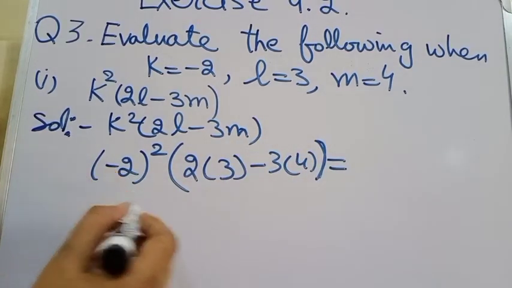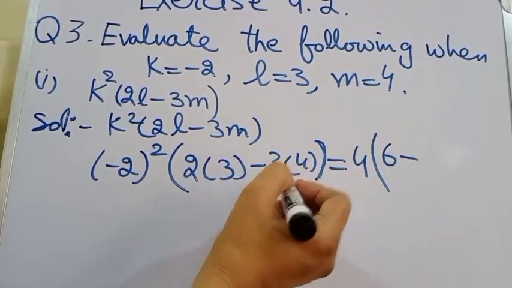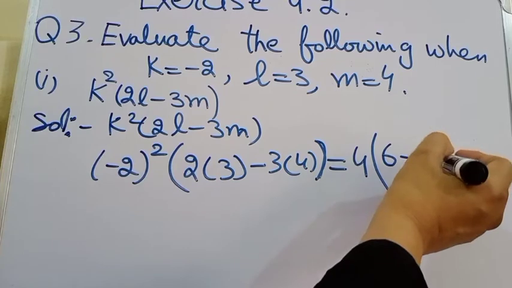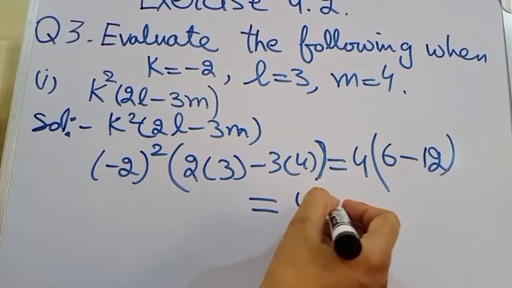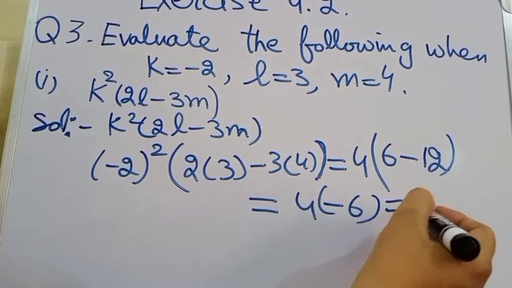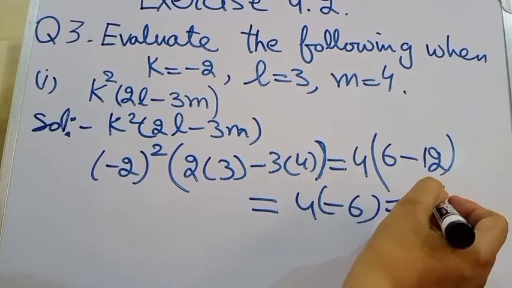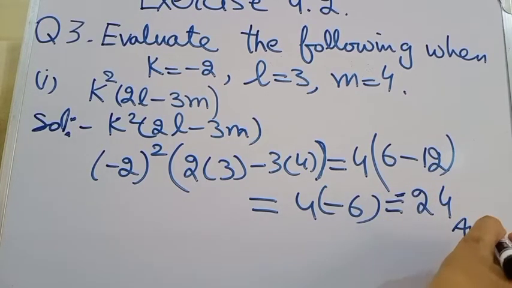-2 square is 4, 3 twos are 6, minus 4 threes are 12, so 4 into -6, this is equal to -24, which is our answer.